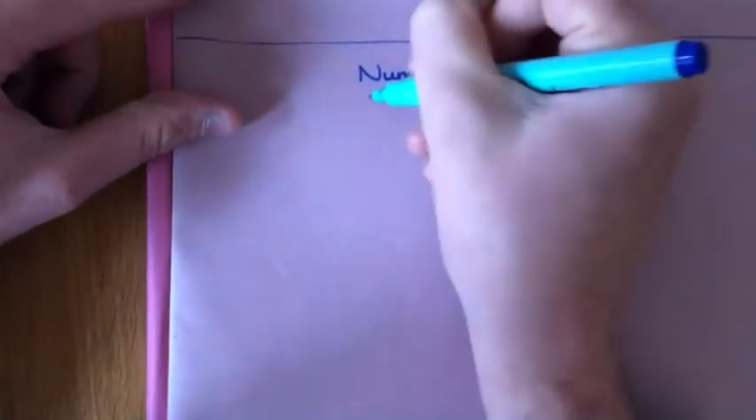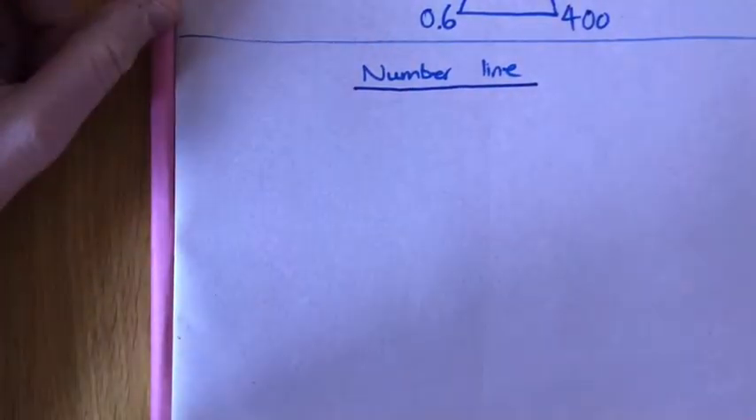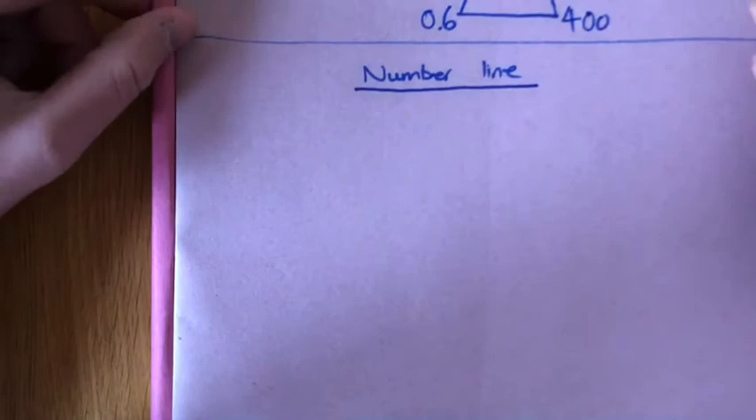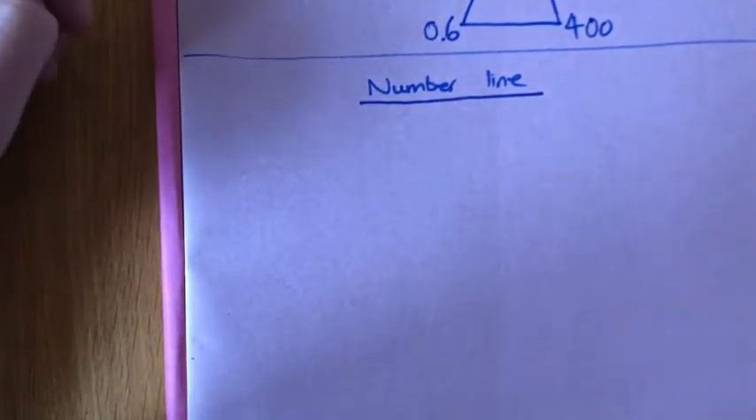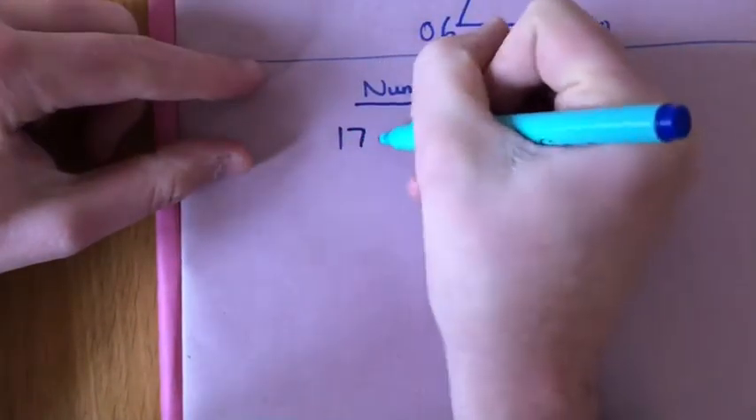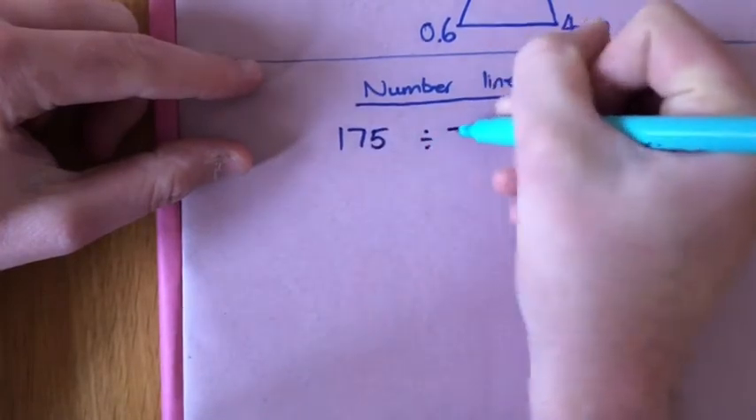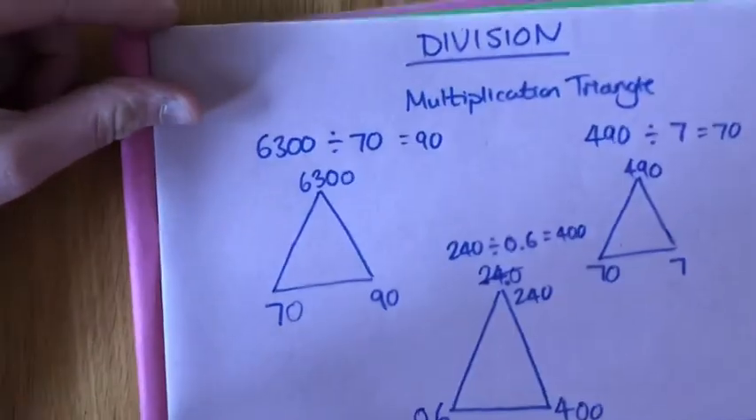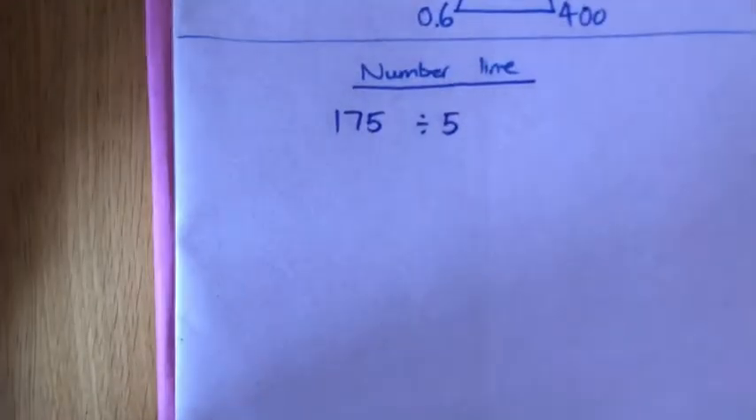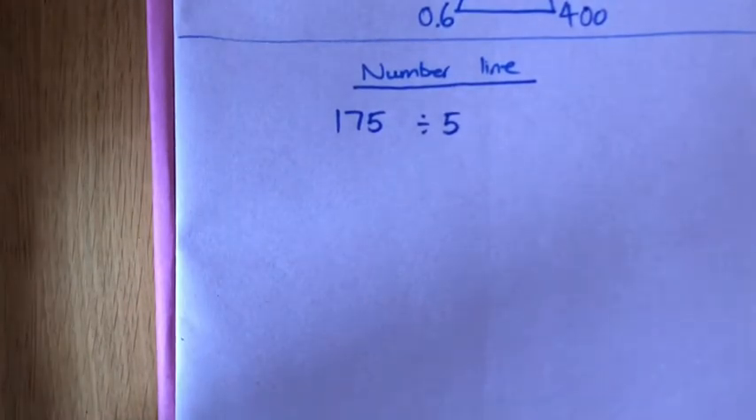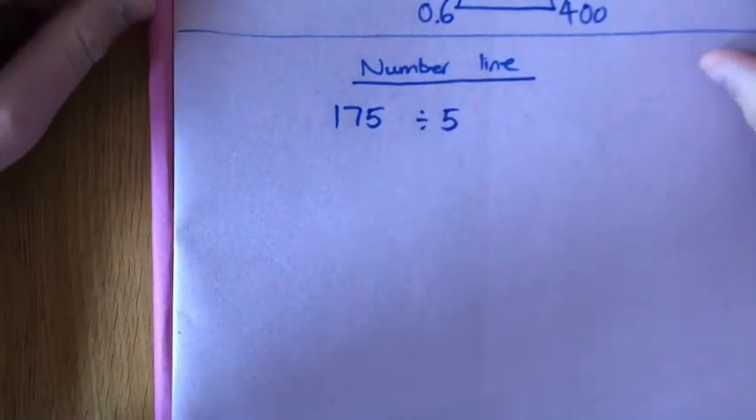Finally, using a number line for division. So we might end up with something like 175 divided by 5. Now we can't use a multiplication triangle because there's nothing easy there. I can't times or divide 175 by 10 or 100 and it give me something easy. So for this, I'm going to have to use some kind of number line.